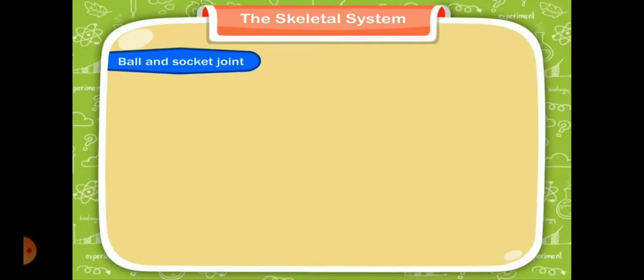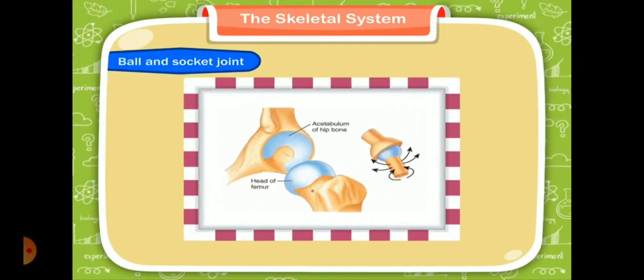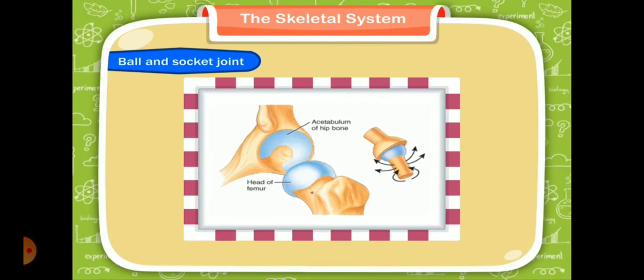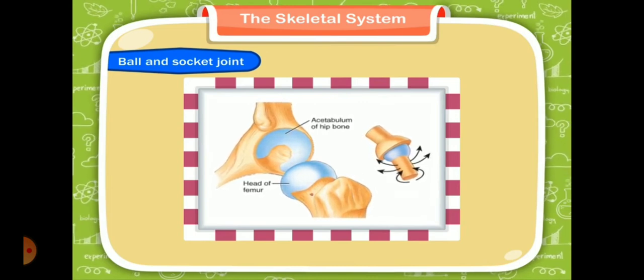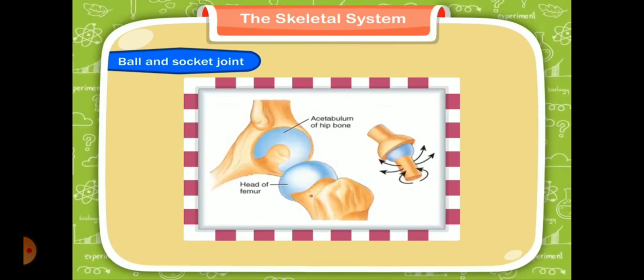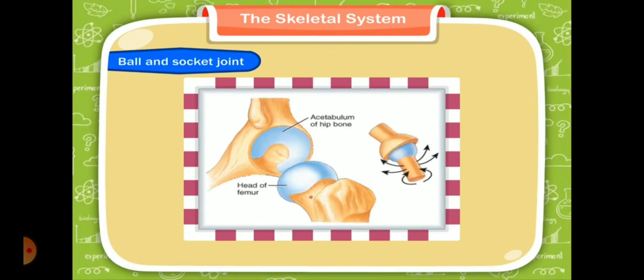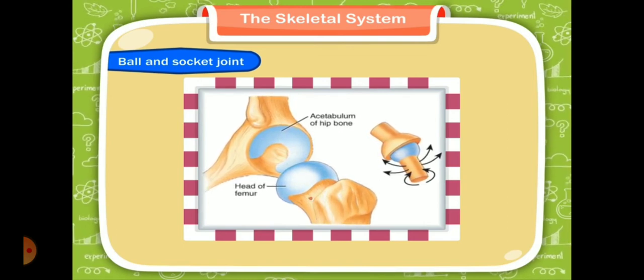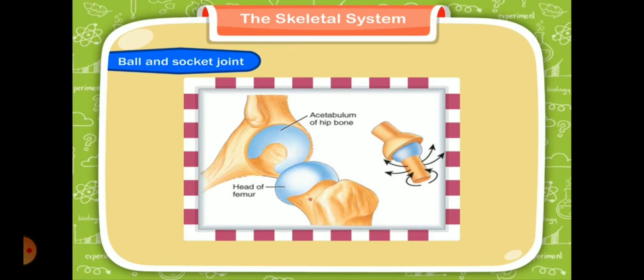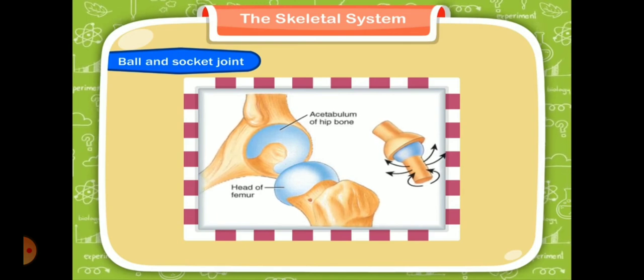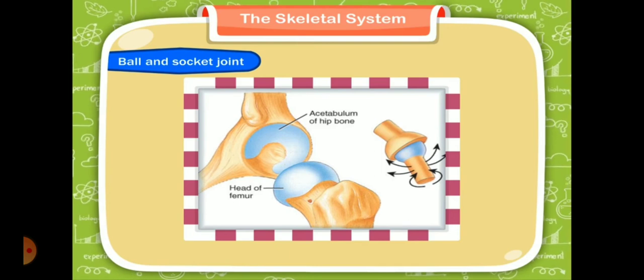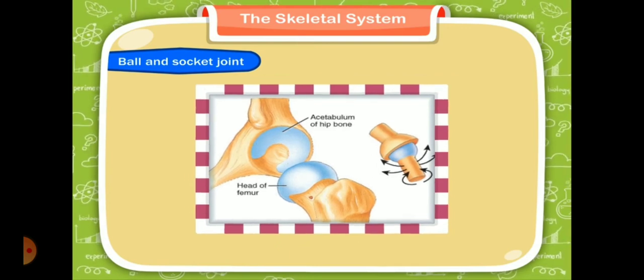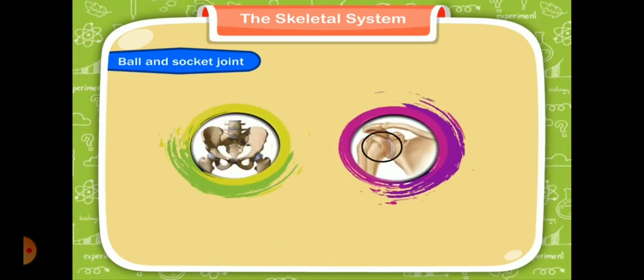Ball and socket joint. Some of the long bones have a round ball-like structure at one end. This ball fits into a socket-shaped, hollow part in another bone. This type of joint allows the maximum movement in every direction and is called the ball and socket joint. Our hips and shoulders have such joints.